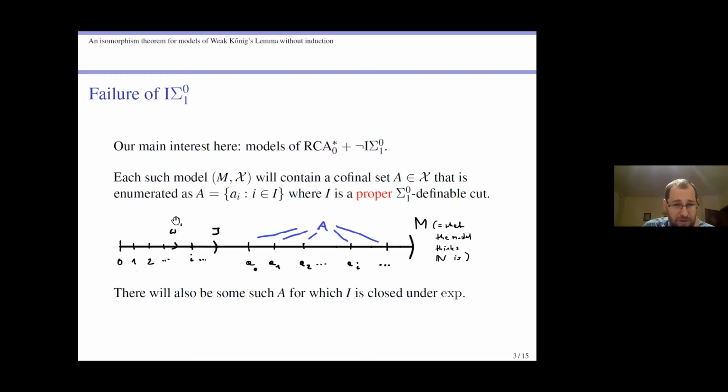There's a standard part, of course. The model is going to be non-standard because we're violating some form of induction. And then there's this cut I, which might be standard, might not be. And then somewhere in the second order part, there is a set, let's call it A, that can be enumerated as A0, A1, A2, and so on for A_i in this cut I. So that's something that's always true for these models of not I sigma 1.